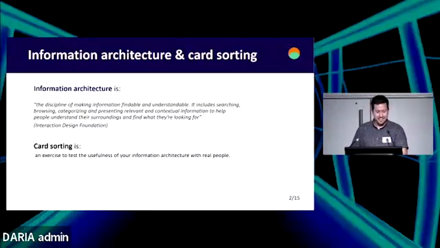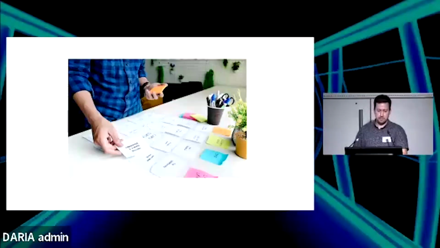And card sorting is a kind of informal, tactical information gathering method. I'm not using the R word. It tests the usefulness of an information architecture with real people. The reason it's called card sorting is because in its most analog form, you're literally putting web pages on cards and asking people to sort them into groups. You can do open card sorting where you ask the participants to come up with their own categories, or you can do closed card sorting where you give them a set of predetermined categories and ask them to work with them.